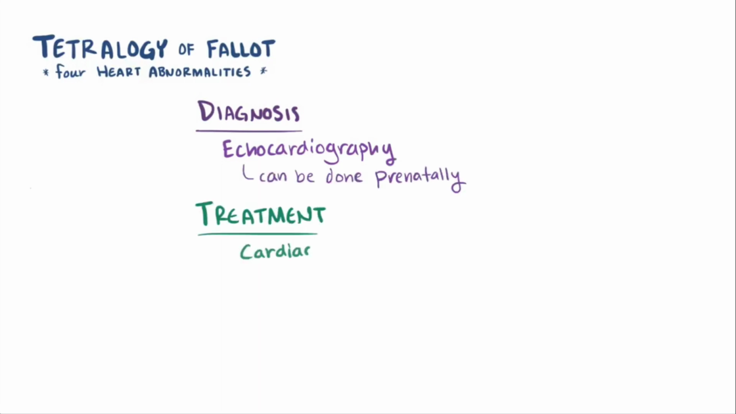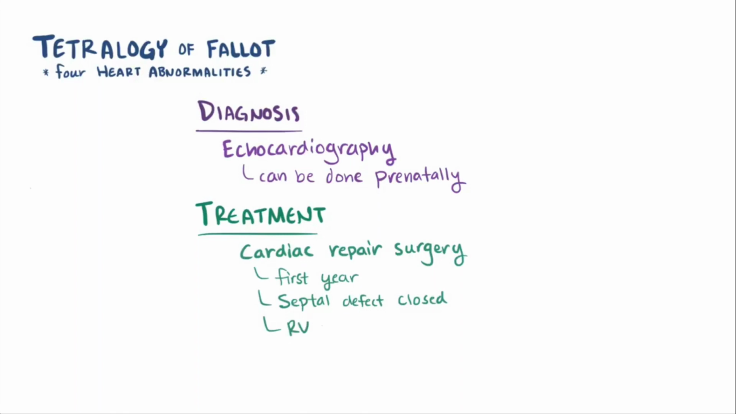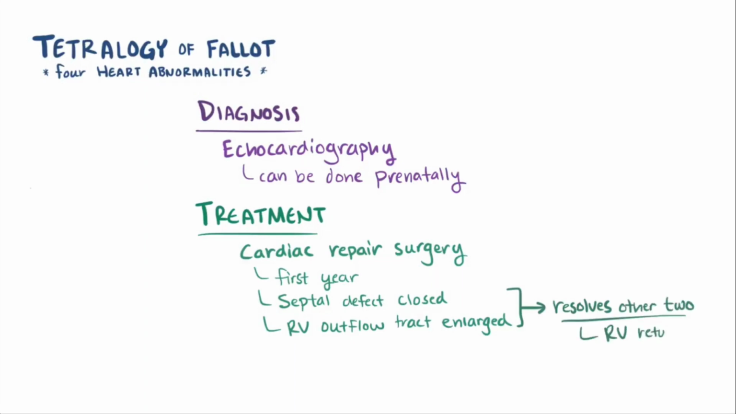Most patients with TOF will have cardiac repair surgery in the first year of life, where the ventricular septal defect is closed with a patch and the right ventricular outflow tract is enlarged. Fixing these two defects resolves problems caused by the other two defects. When the right ventricle no longer has to work so hard to pump blood to the lungs, it can return to a normal thickness. And fixing the ventricular septal defect means that only oxygen-rich blood will flow out of the left ventricle into the aorta.